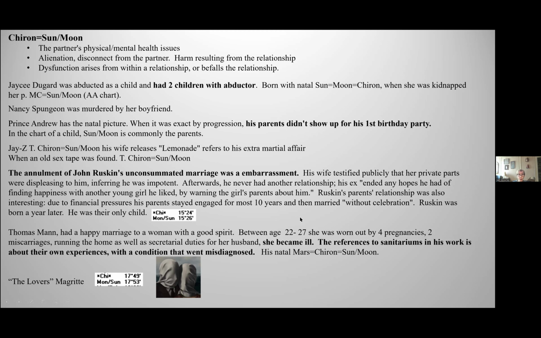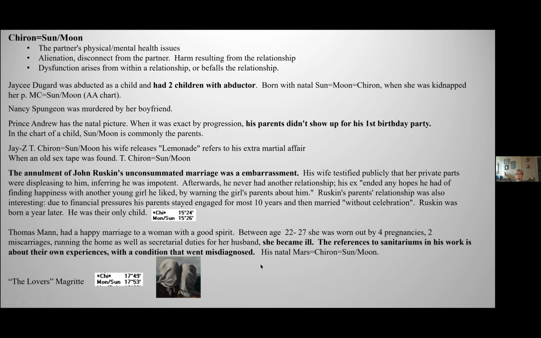His parents also had an interesting relationship. They stayed engaged for 10 years, and then they got married with, kind of a somber, no celebration. And then Ruskin was born, and he was their only child. Anyway, it's really much more about Ruskin's own relationship. And you see that's a 2-minute orb of Chiron to the Sun Moon midpoint.